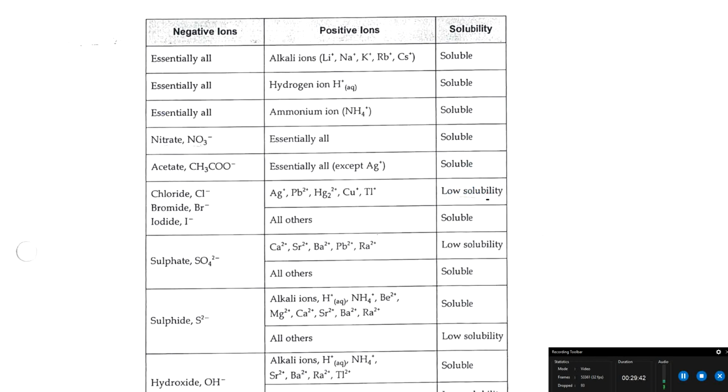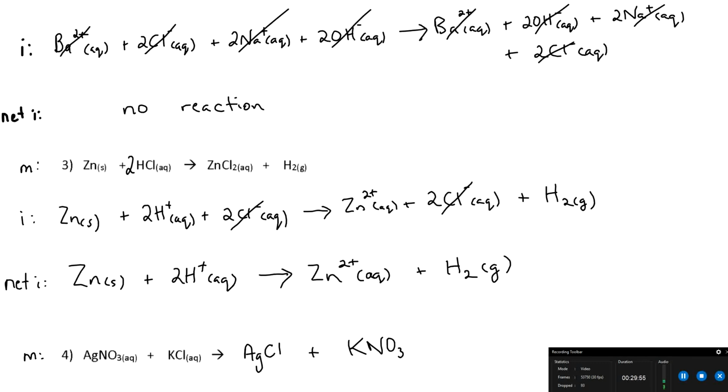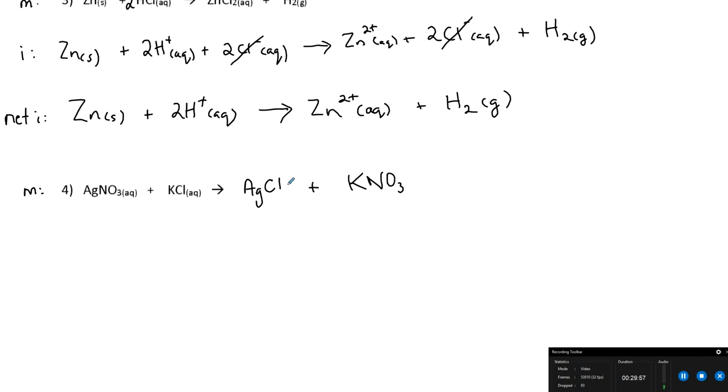Okay, my other compound was, what was my other one? Potassium nitrate. So remember, nitrate is soluble with everything. So when I go to do that one, here's my precipitate. This one's aqueous. Now I just have to balance if necessary, and it looks like everything is already balanced.